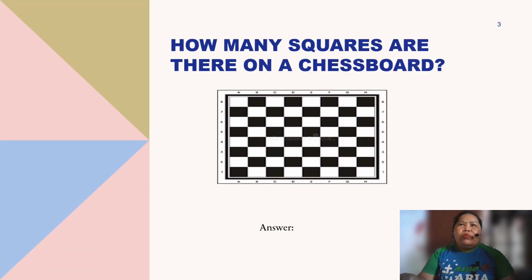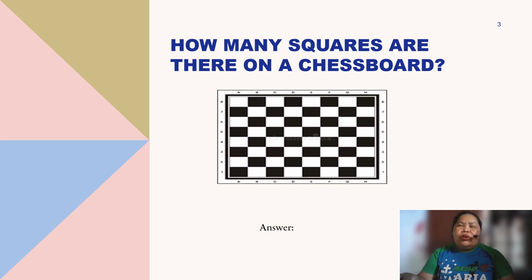Okay, how many squares are there on this chessboard? If you're going to count here, you have one. How many whites are there? We have 1, 2, 3, 4. 4 times 1, 2, 3, 4, so the whites are 16. Of course, the black ones are also 16. So 16 plus 16 is 32.